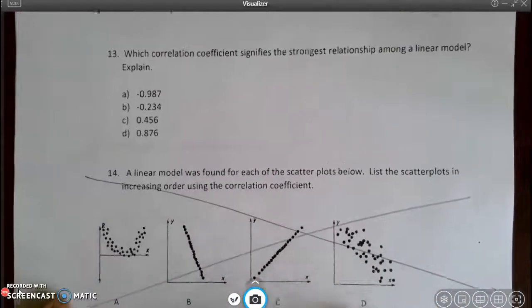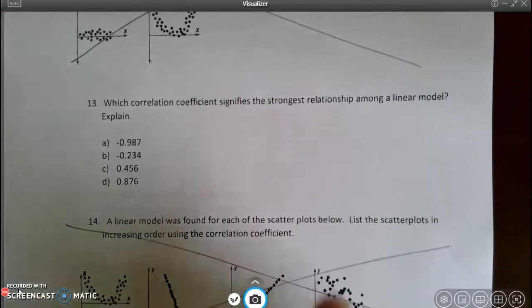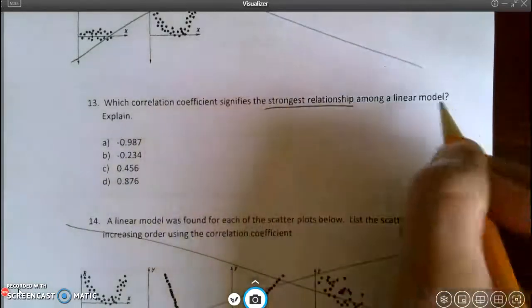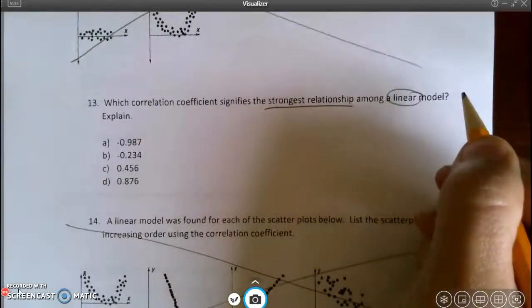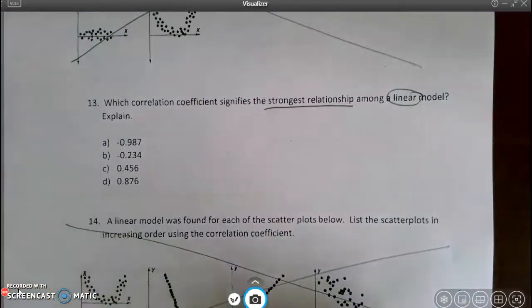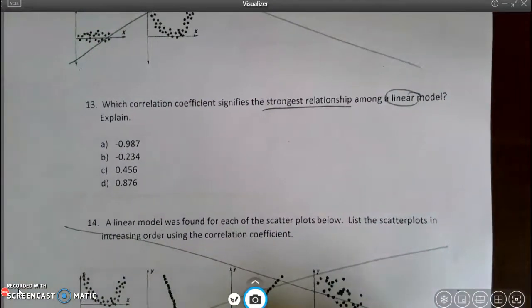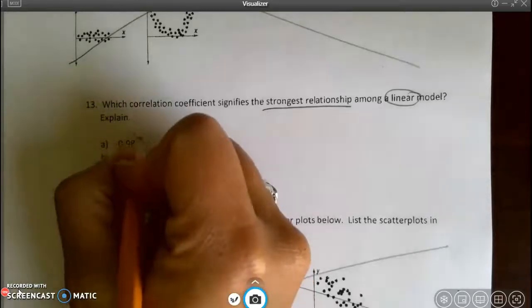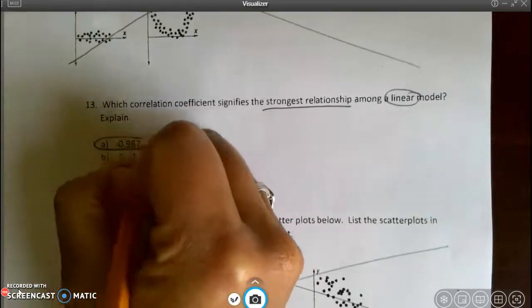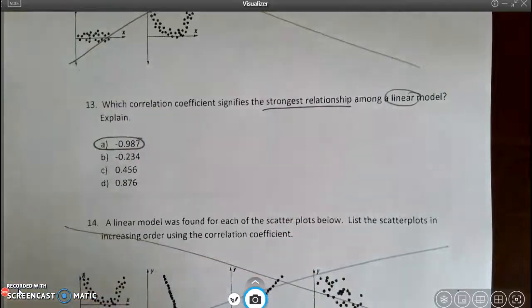Which correlation coefficient signifies the strongest relationship among a linear model? So positive and negative doesn't matter. That just tells me if it's an increasing or decreasing relationship. I want the one that's closest to either 1 or negative 1. And that would be A. It's very close to negative 1.